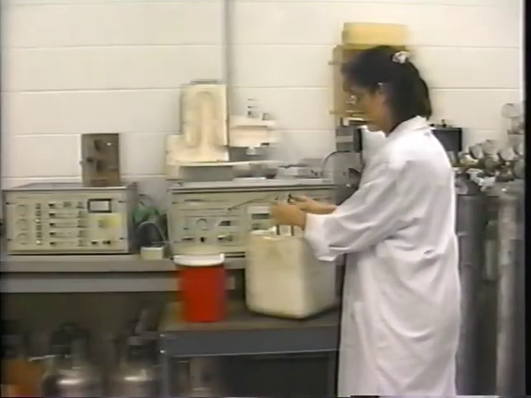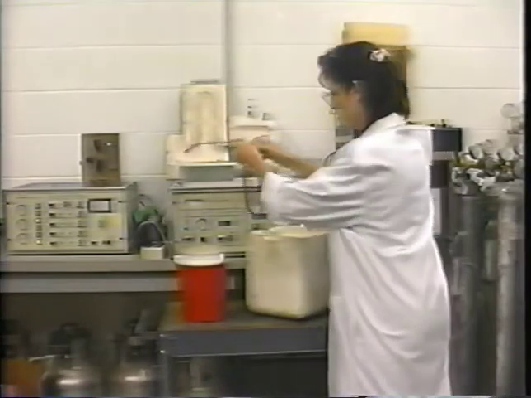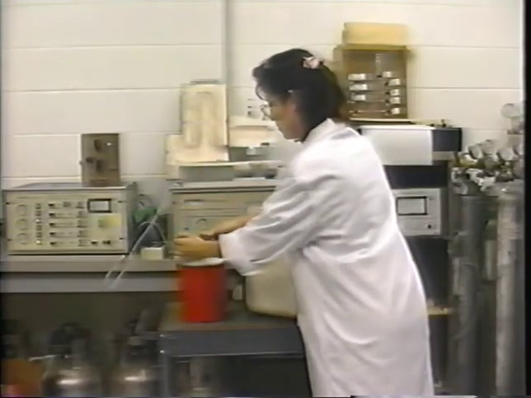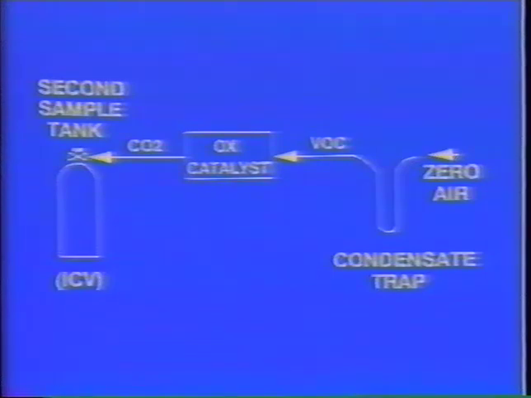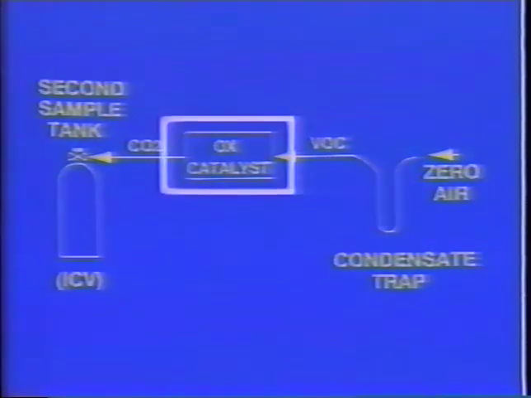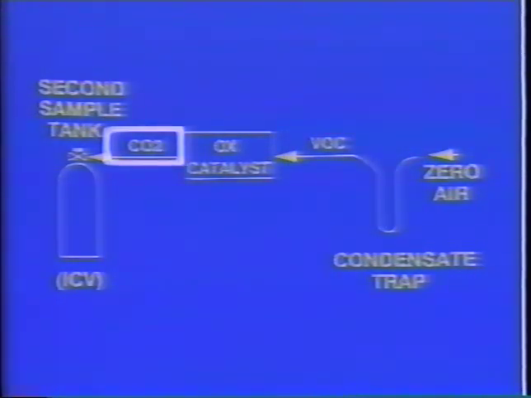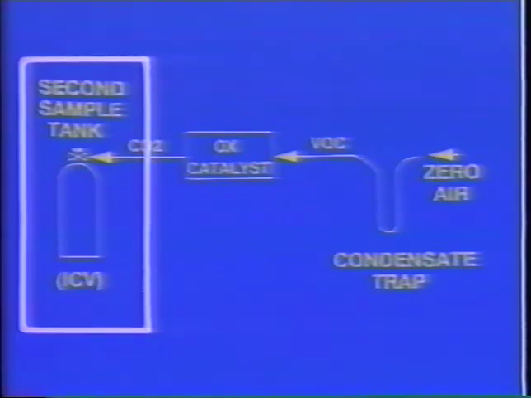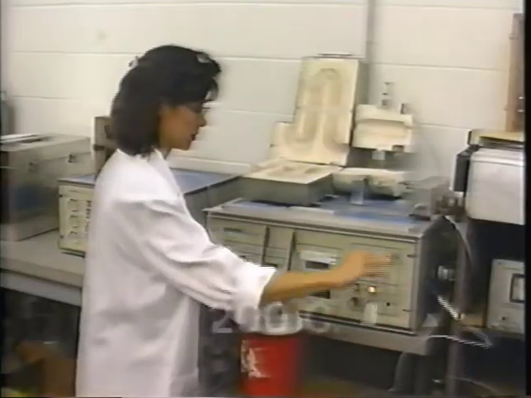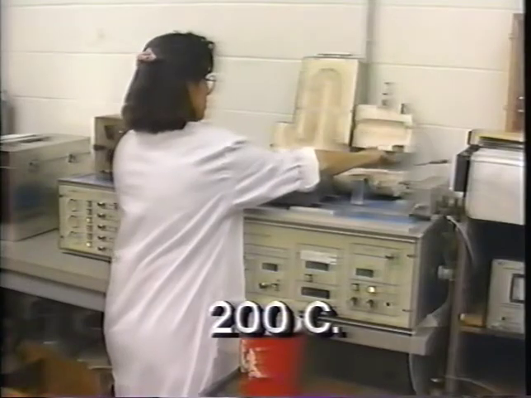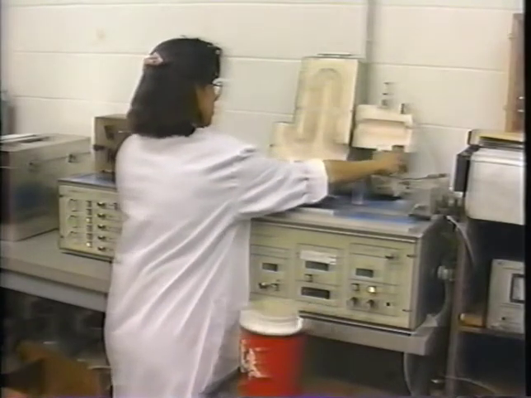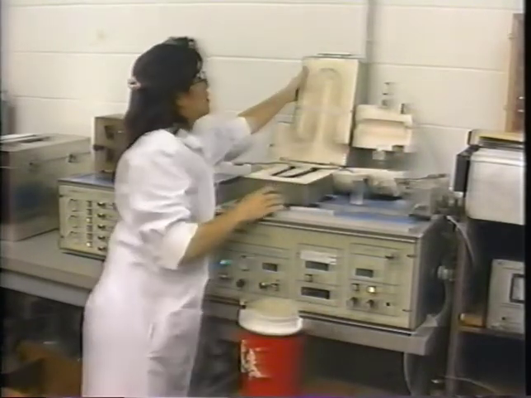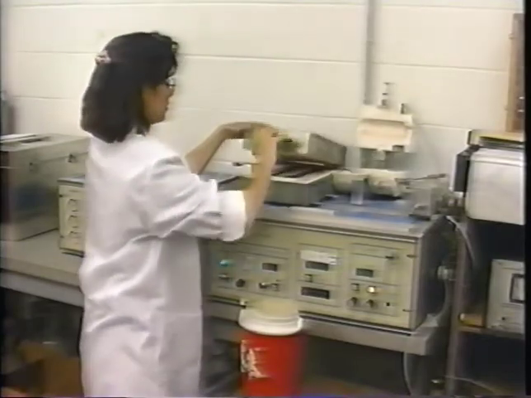The cold trap is removed from the dry ice and allowed to warm to ambient temperatures. While the trap is warming, the trap is purged with zero air. The purged gases are passed through the oxidation catalyst, converting the VOC to CO2, and are collected in the second sample tank. The trap is then heated to 200 degrees centigrade, and the purged gas is also collected in the second tank. This tank is also pressurized.